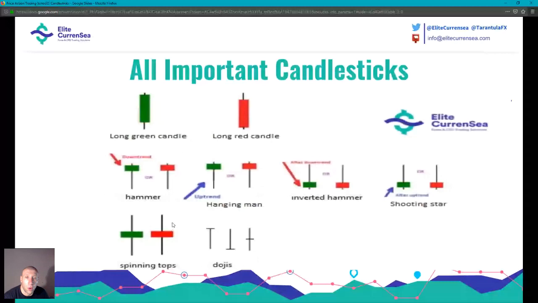Inverted hammer after a downtrend, or a shooting star after an uptrend. After a downtrend, this can be a nice continuation. Shooting star after an uptrend, rejection. Spinning tops mean do not do anything. Simply stay away from the trade, you will have another chance. Spinning top is indecision, so you don't pull by yourself. No matter what your system tells you, if you see a spinning top, guys, do not buy or sell, you wait. Dojis are also like spinning tops, indecisive candles. Even if your system tells you to buy or sell, you don't do anything. Dojis and spinning tops. Long green, long red candles.